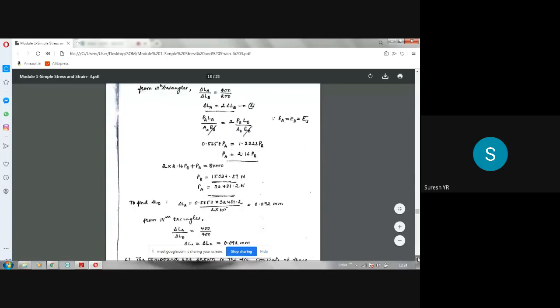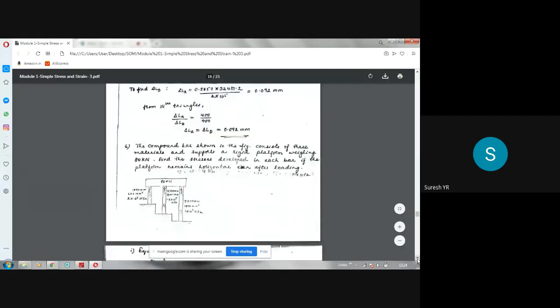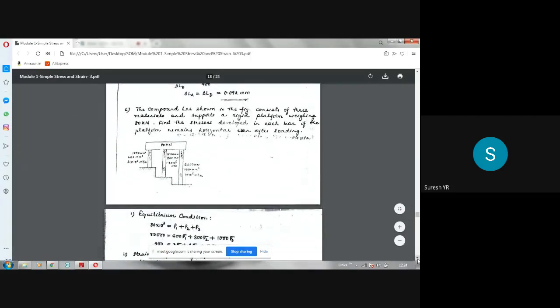See, this problem you can understand. The compound bar shown in the figure consists of three materials and supports a rigid platform weighing 80 kilonewton. So this is a compound bar with three bars, three materials. This is one material, this is another material, this is another. He has not given the material name, but he has given the values.